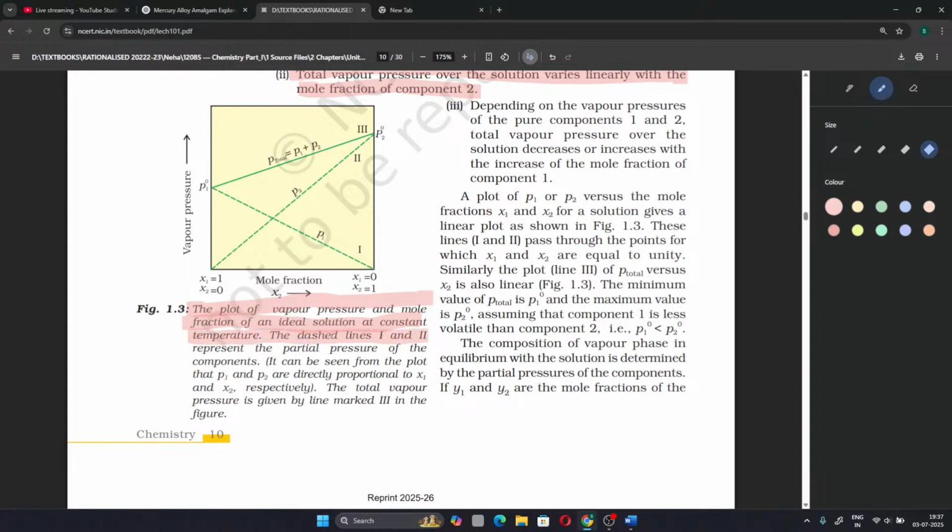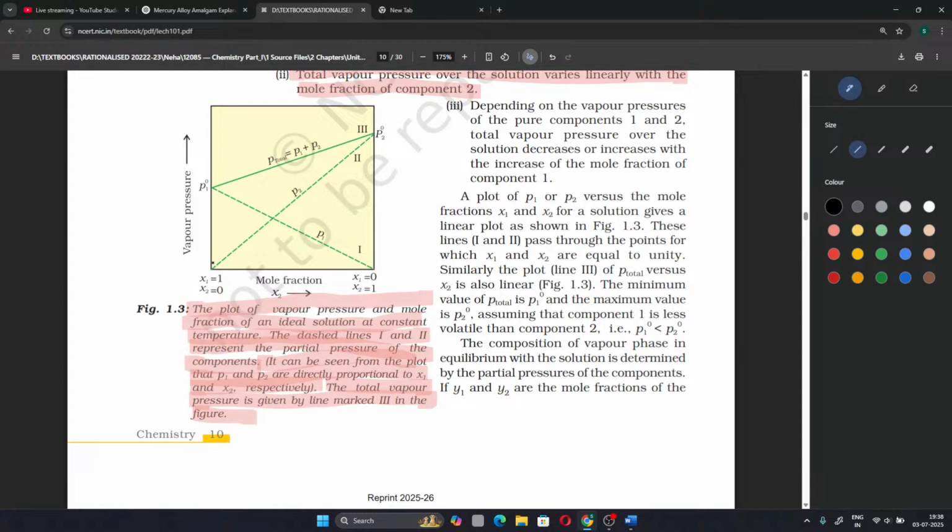The dashed lines 1 and 2 represent the partial pressure of the components. It can be seen that the plots P1 and P2 are directly proportional to chi1 and chi2 respectively. The total vapor pressure is given by the marked third line in the figure. Basically, they took a graph of pressure versus mole fraction, where mole fraction is the x-axis and vapor pressure is the y-axis.